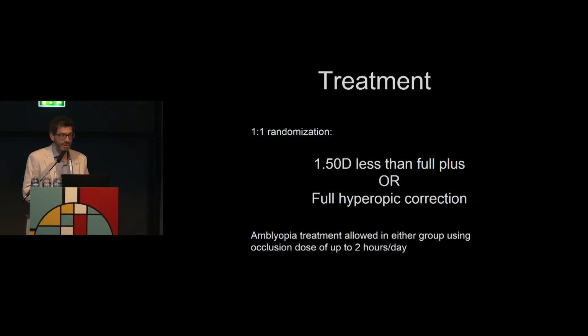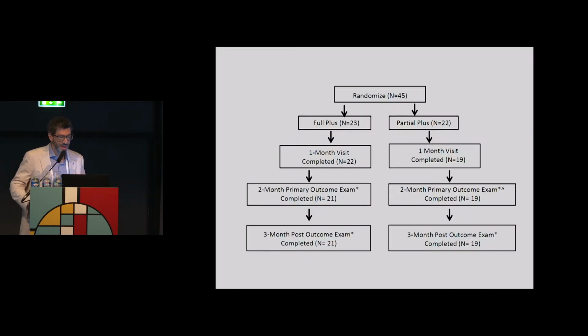Amblyopia was treated in a standard way. And we had, in our 3 centers, 45 patients enrolled and studied them at 1, 2, and 3 months. So not a long-term study. This was just to find out, well, did we make the mistake by prescribing partial plus, and then lead to future studies whether long-term results were going to be different.